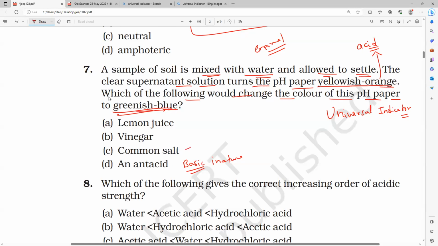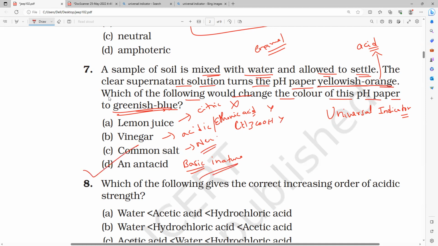Common salt is neutral. Vinegar is acetic acid. What is the formula, everybody? CH3COOH. We can also call it ethanoic acid; please write the common name too. Next chapter we'll study it. And lemon juice is citric acid. So all are acids only, so the pH decreases. So NaCl is no use.